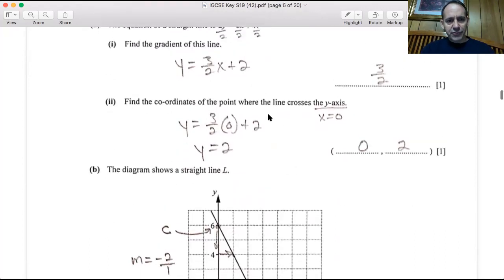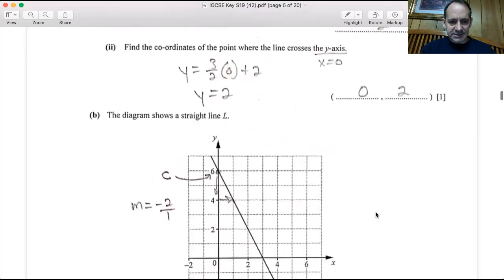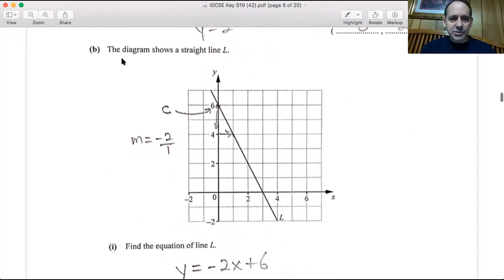Moving on to 2, find the coordinates of the point where the line crosses the x-axis. Well, sorry, the y-axis, find the coordinates where the line crosses the y-axis. If you're crossing the y-axis, it means your x value equals 0. Plug 0 in, your y value is 2, so you have the coordinates 0, 2 for where it crosses the y-axis.